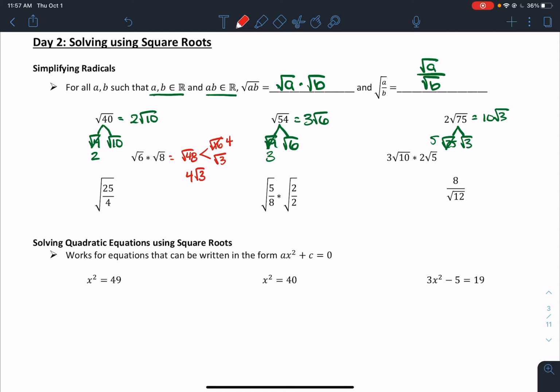Next, we have 3 root 10 times 2 root 5. Nothing I can simplify right away. So that'll be 6 root 50. And 50 is the square root of 25 and the square root of 2. The square root of 25 is 5, times 6 is 30, times the square root of 2.